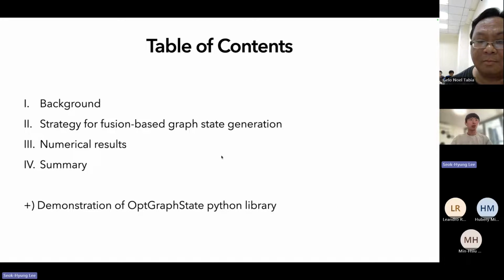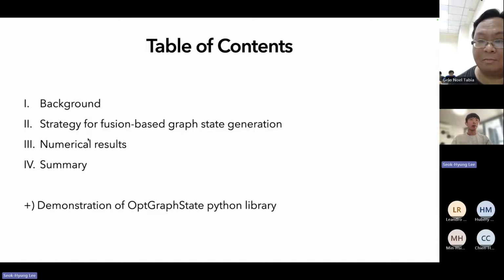This talk will be structured as follows. First, I will describe the backgrounds of this work, including the definition of graph states and their basic properties, and also their applications to various quantum tasks, such as measurement-based and fusion-based quantum computing. After that, I will talk about our strategy for fusion-based graph state generation, which is the main result of this work. Then I will show you some numerical results, and if I have some time left, I am going to demonstrate the Python library OptGraphState implementing our strategy.